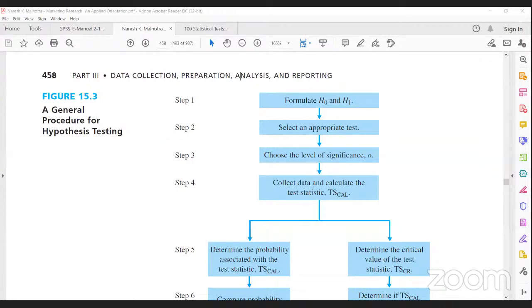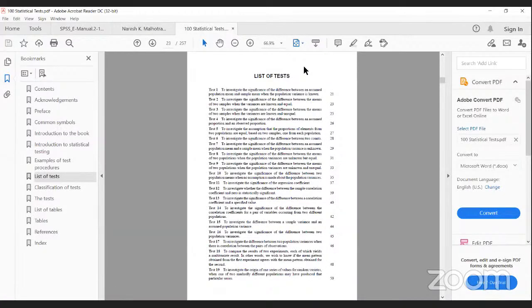Are you able to see my screen, or which screen is visible to you? The Naresh K. Malhotra book. Okay, so I'm sharing the book here. You can just click on that and get the book. That is the only thing you need to do. Are you able to see this other book?